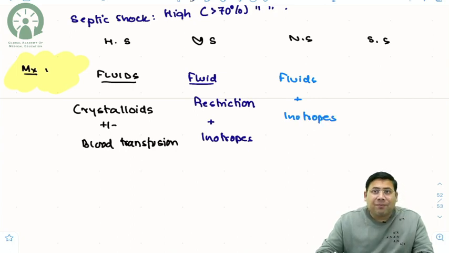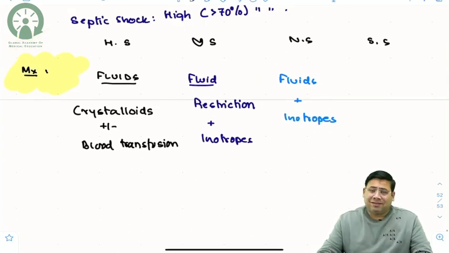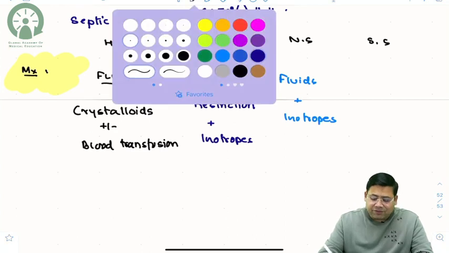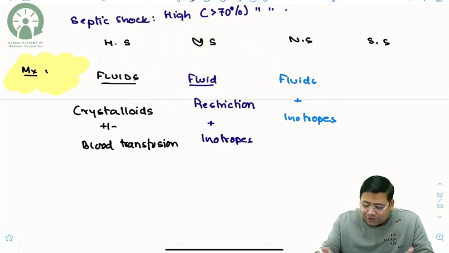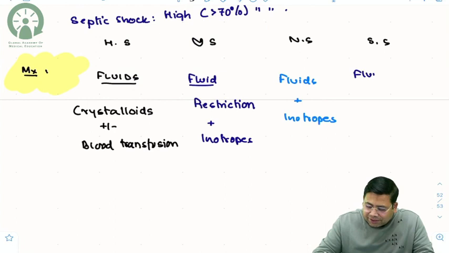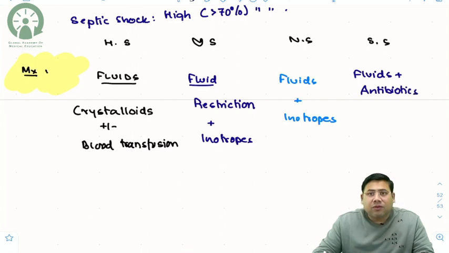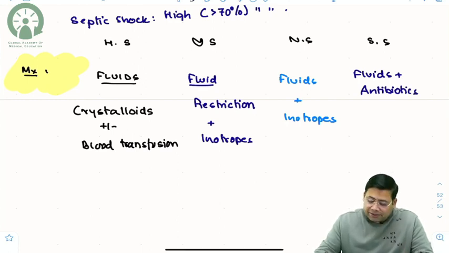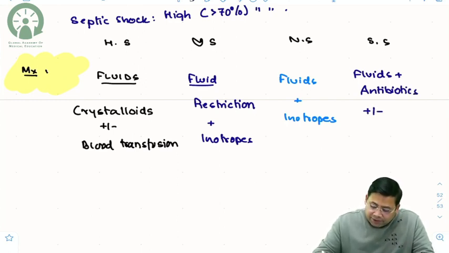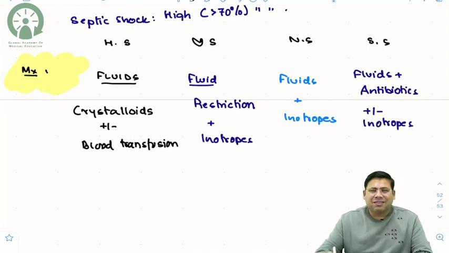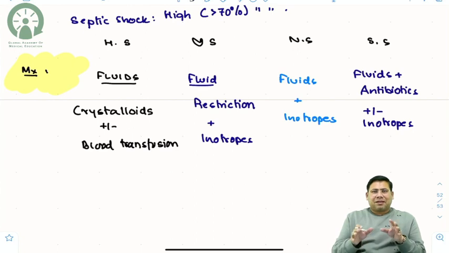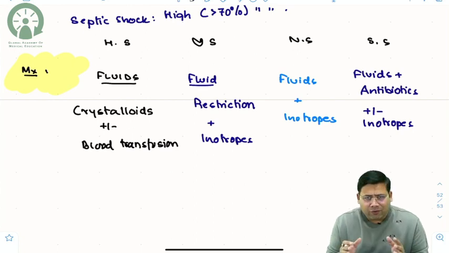Now when we talk about septic shock, how to manage it? This is again very simple and straightforward. For septic shock, you require fluids, yes. Along with that, you require antibiotics, so broad spectrum antibiotics are also there. So fluid is there, antibiotics are there, and plus minus inotropes. So this is a simple basic concept overview of shock.